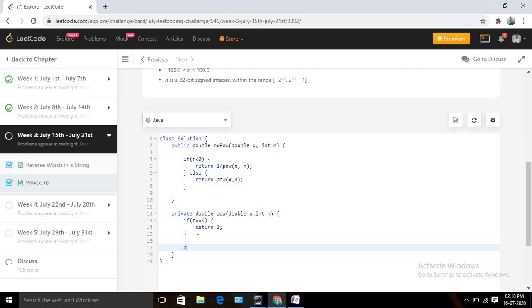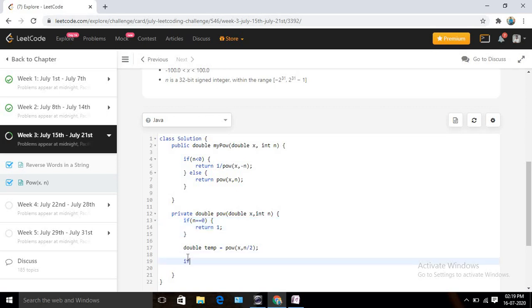Else I am going to calculate my temporary value. Since we need to divide and conquer, we are going to use the recursion concept here. So I am going to write double temp, and call the same function with a different n value. In this case I am dividing it by 2, right? So if n is 4, then I am going to calculate it for n equal to 2, and it will continue till I find n equals 0, right?